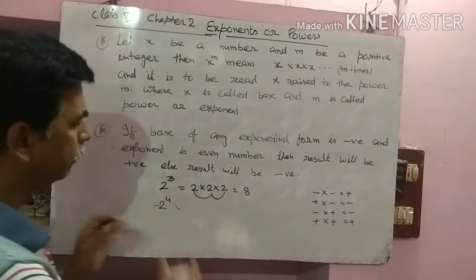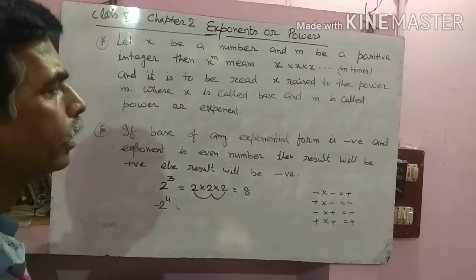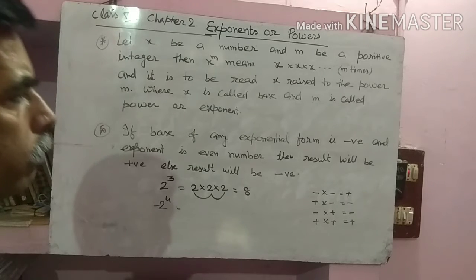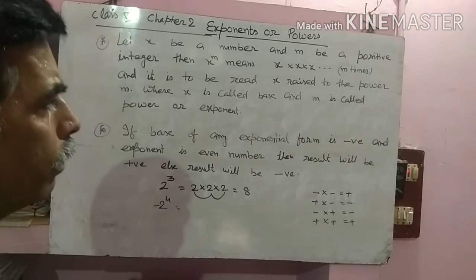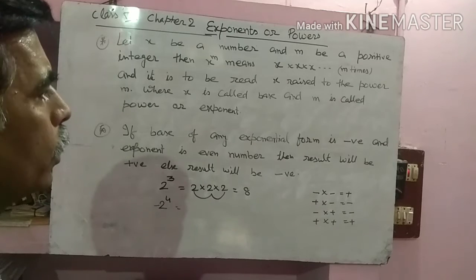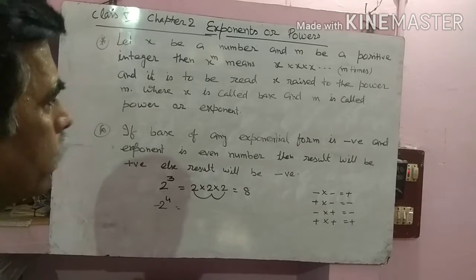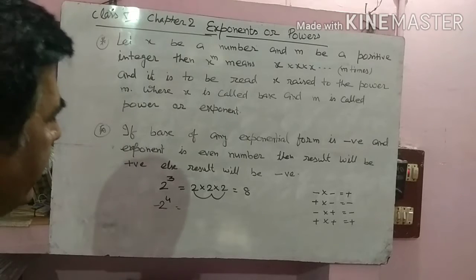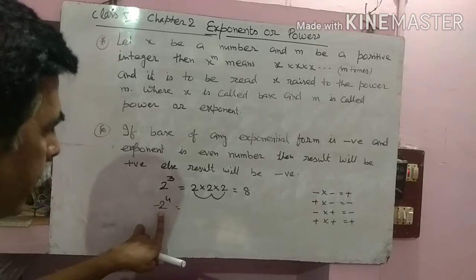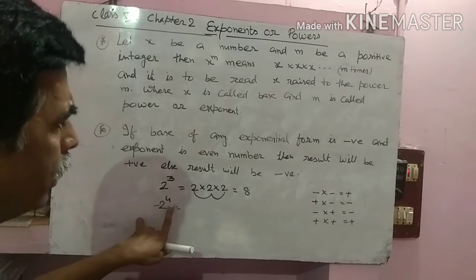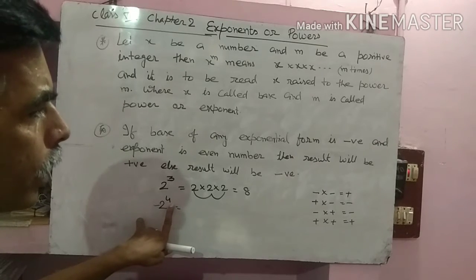So in that case, if the power is too big, like 100 or 105372, and the question asks whether the result will be negative or positive, don't be confused or try to guess. Just see the base is negative and if the power is an even number, the result will be positive.